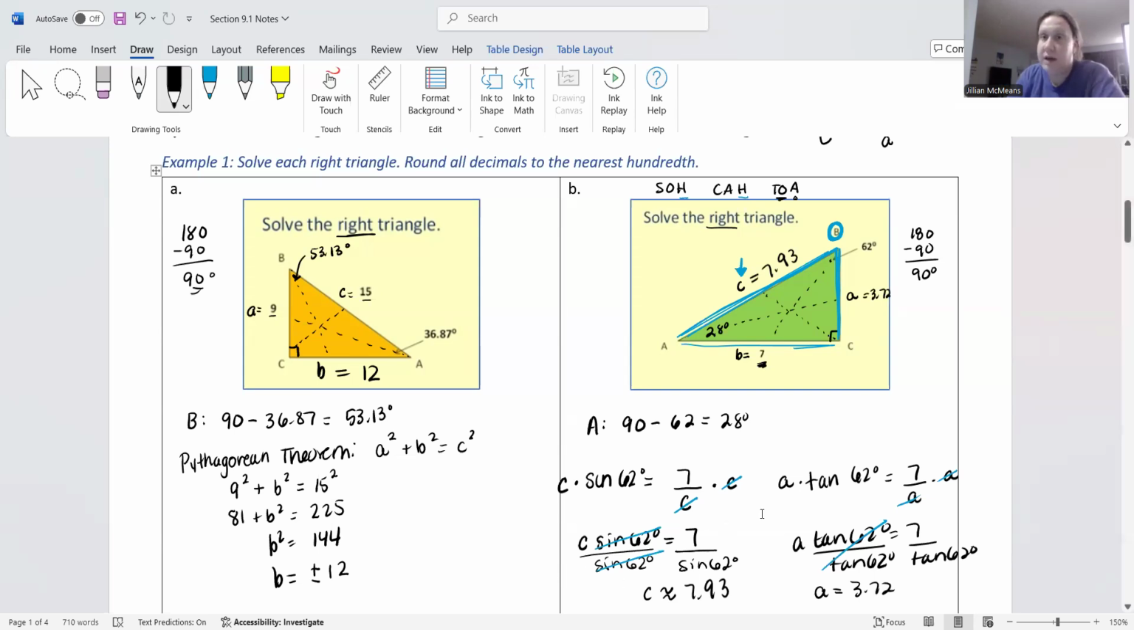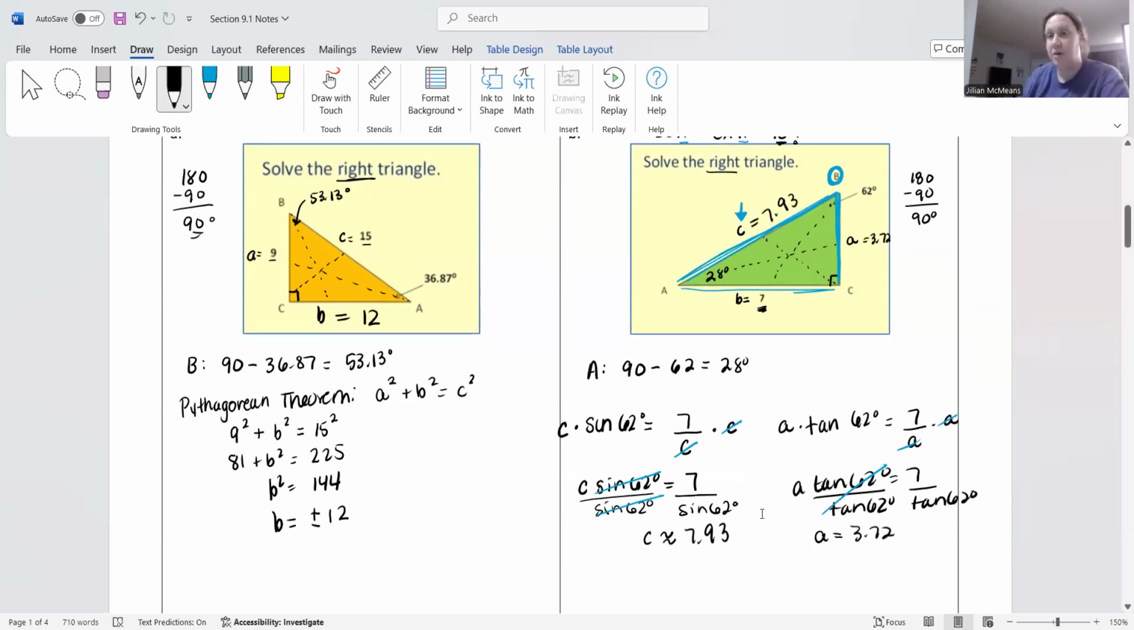We talked earlier very briefly about how the largest angle is going to be across from the largest side, or the largest angle is going to be across from the longest side, and the smallest angle is going to be across from the shortest side. So if I were to put my sides in order, I would get A, which is 3.72, then I would get B, which is 7, then I would get C, which is 7.93.